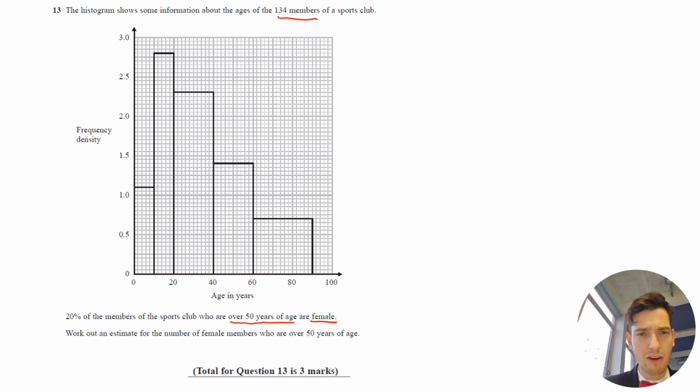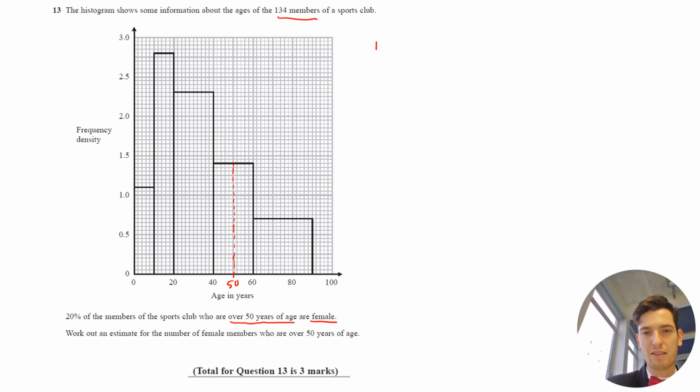Okay, so I think the histogram is just telling me about all of the members, both male and female. So if I work out how many are over the age of 50, then I can just do 20% of them. So let's find 50 on our frequency diagram, and I'm going to draw a line up from here.